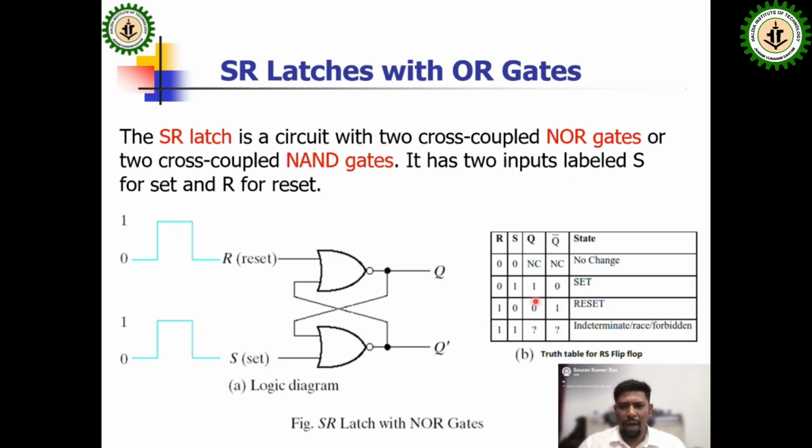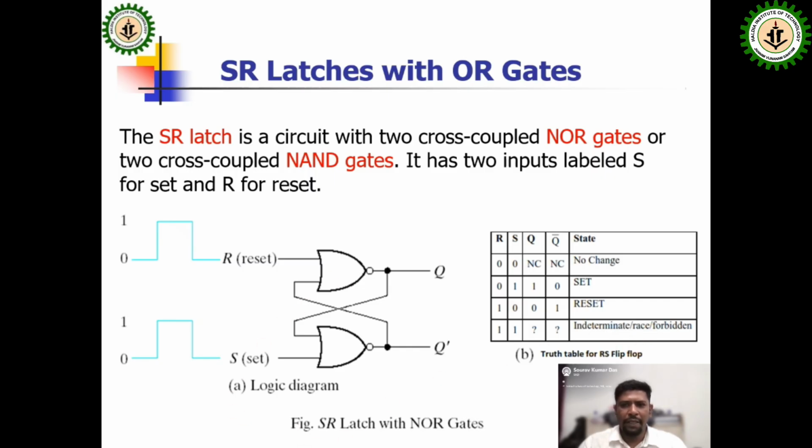When it is 1 0, after operation the output will be 0, so this is the reset state. But when it is 1 1, the Q position is 0 and the Q bar position is also 0. So it is not applicable, because Q and Q bar are complements of each other. It is not possible for both outputs to be in the same state, so this is considered the forbidden state.